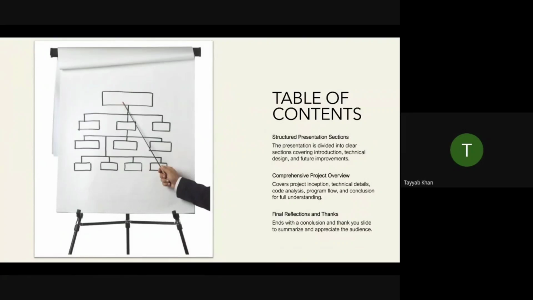Here is a look at what we will be covering in this presentation. We will start with the project introduction and objectives. Then we will cover the technical design and core features. After that, we will do a detailed code analysis, including a line-by-line walkthrough. We will then show the program flowchart, discuss future improvements, and end with a conclusion.